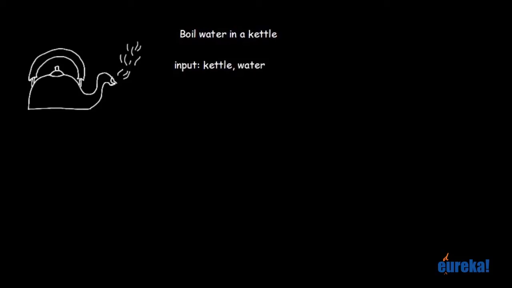Now, what is the task to be performed? There are 2 tasks here. Boiling water is one task. And what is the other one? We need to fill up the kettle with water. And finally, we have the output. In this case, the output is boiled water.